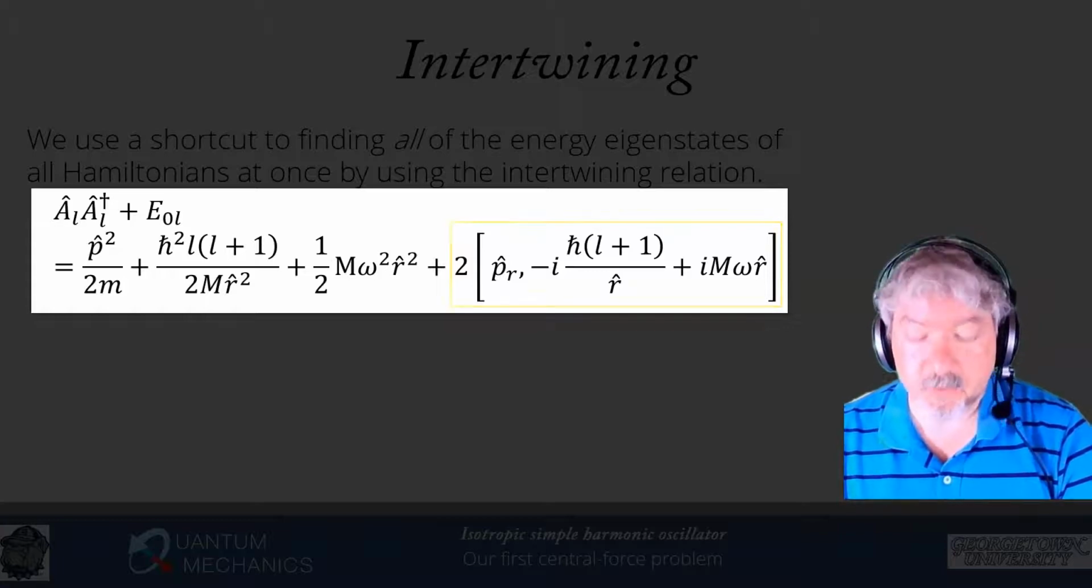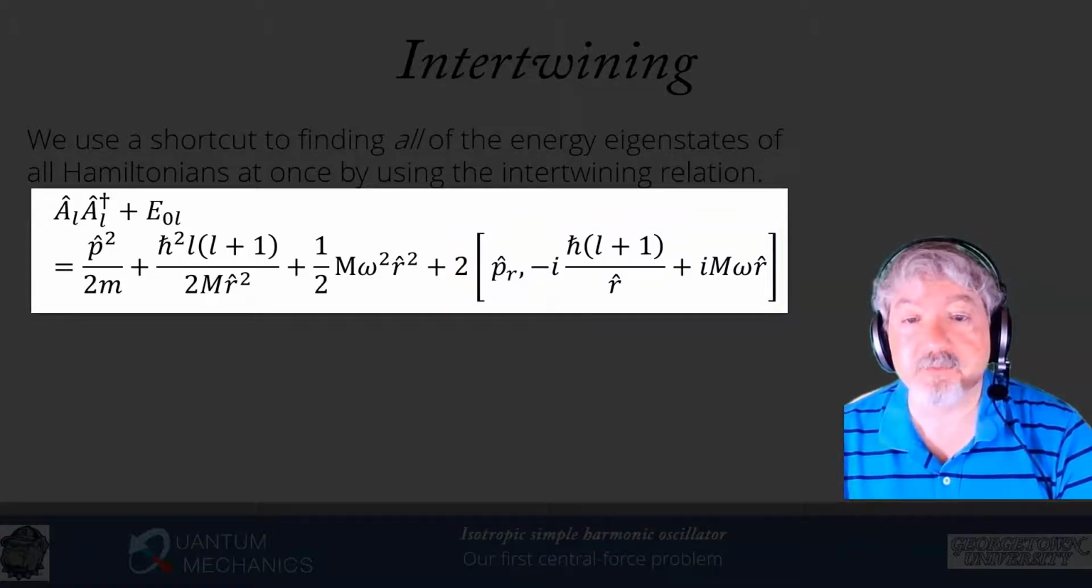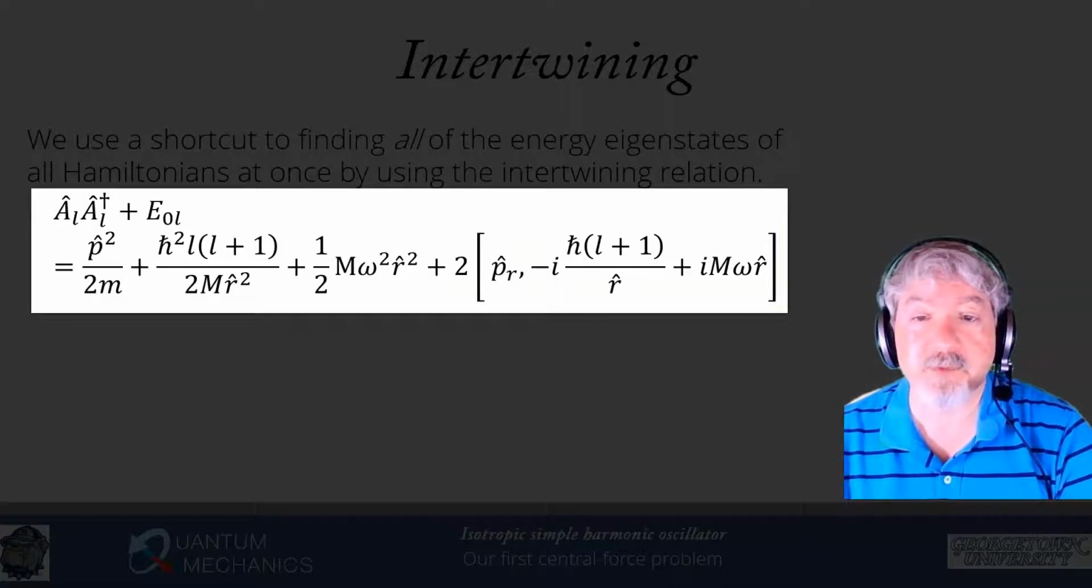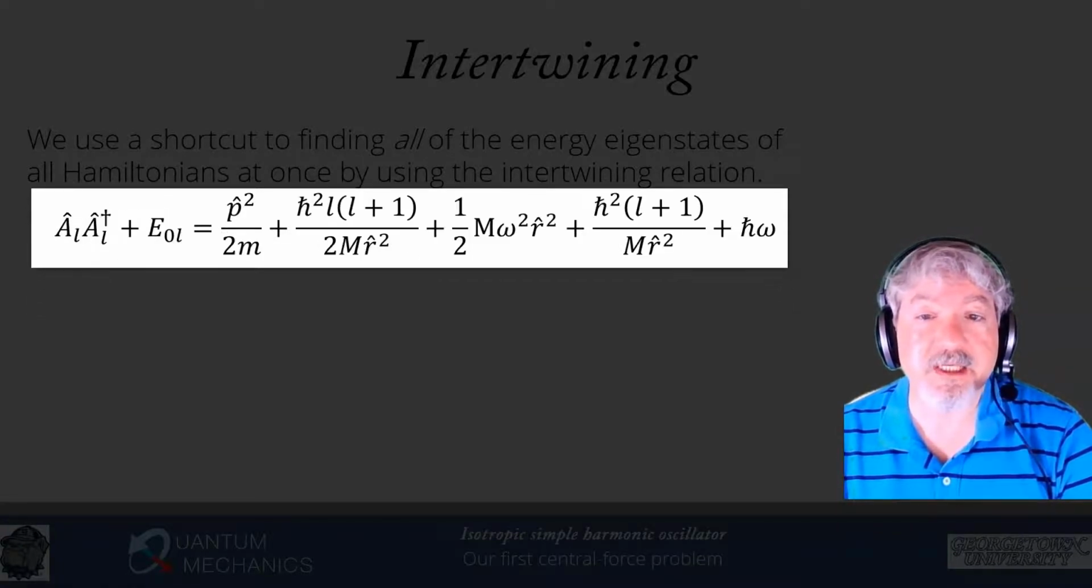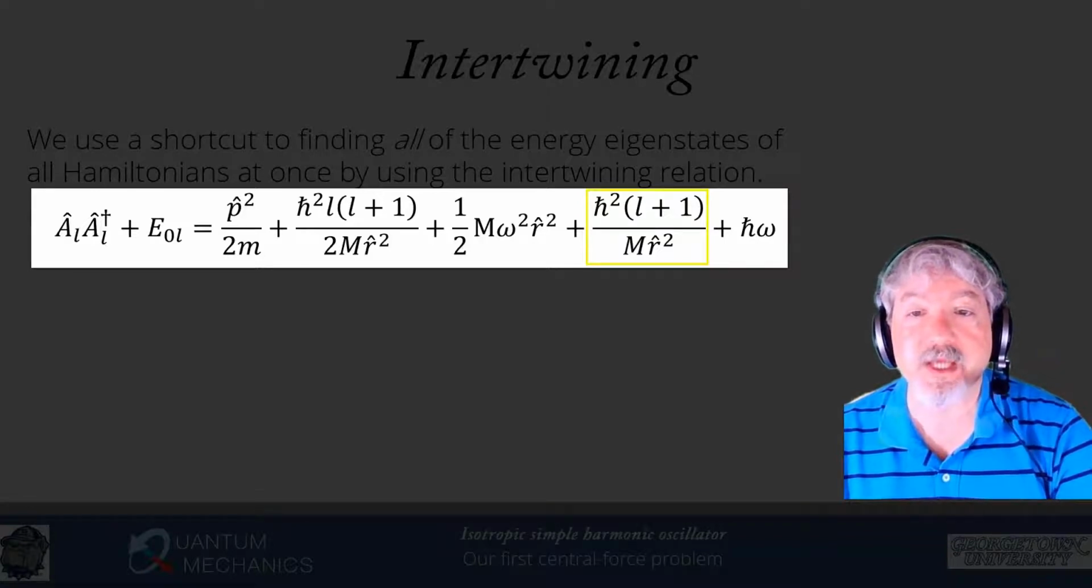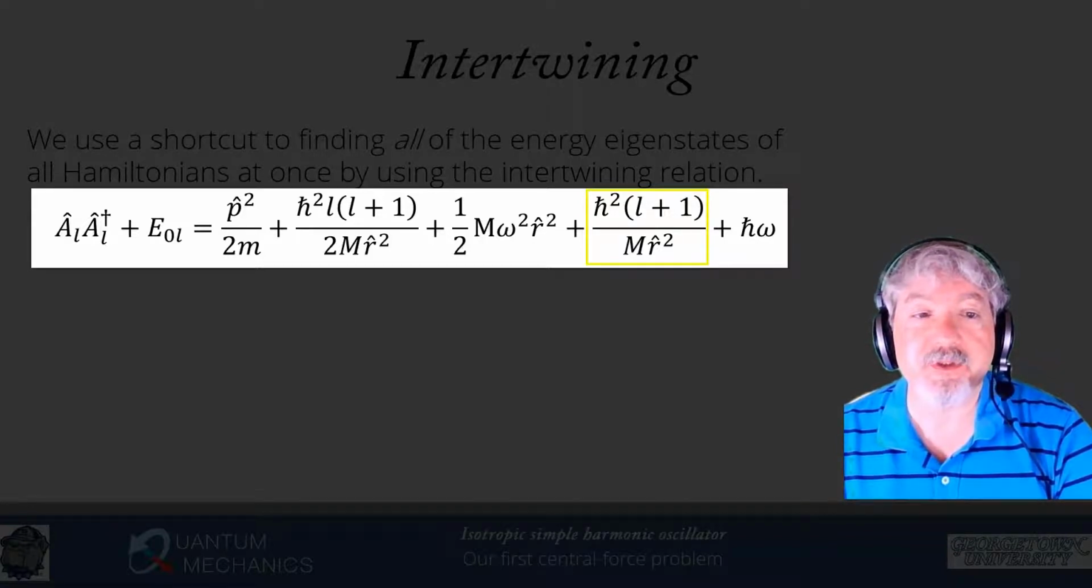Okay, now we can evaluate that commutator again. The commutator of P_R with 1 over R is equal to iħ over R squared. The commutator of P_R with R hat is equal to minus iħ, just the constant. So we substitute that in. And you see that one of the terms is ħ squared (L plus 1) over m R squared. There's no 2 in that denominator. So when I combine that with the term ħ squared L times (L plus 1), it's like I'm adding a 2 to the L in that expression. So it's going to become (L plus 2) times (L plus 1). And I'm going to have an ħω that is left over.